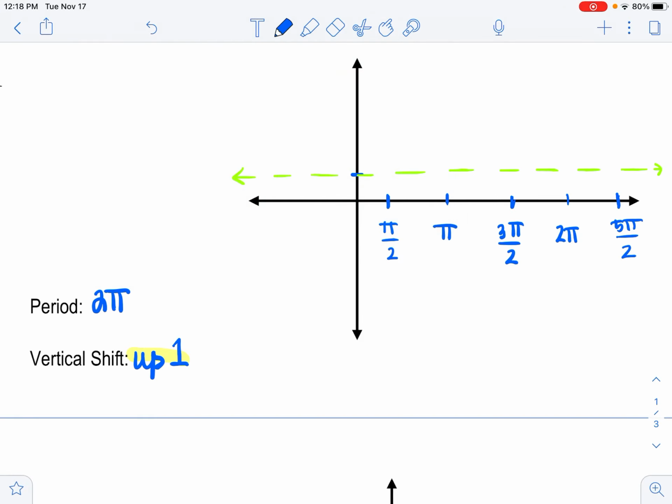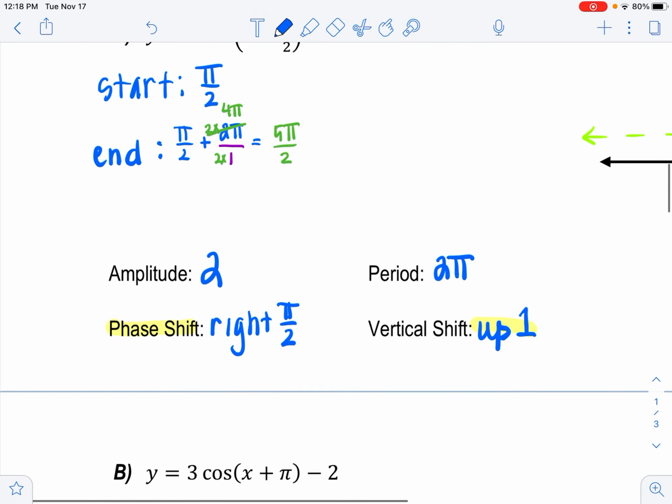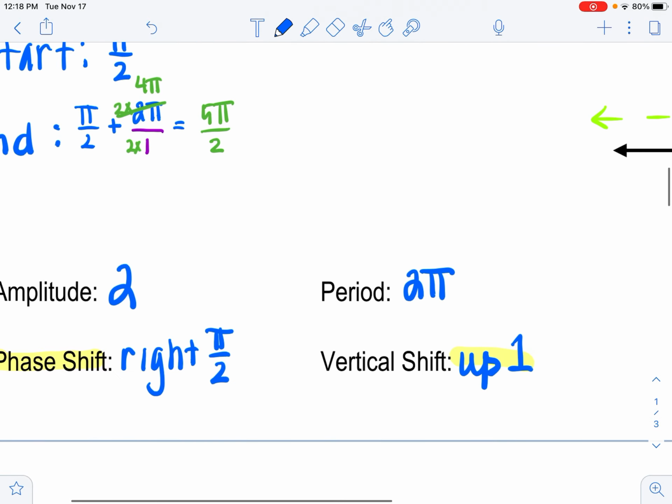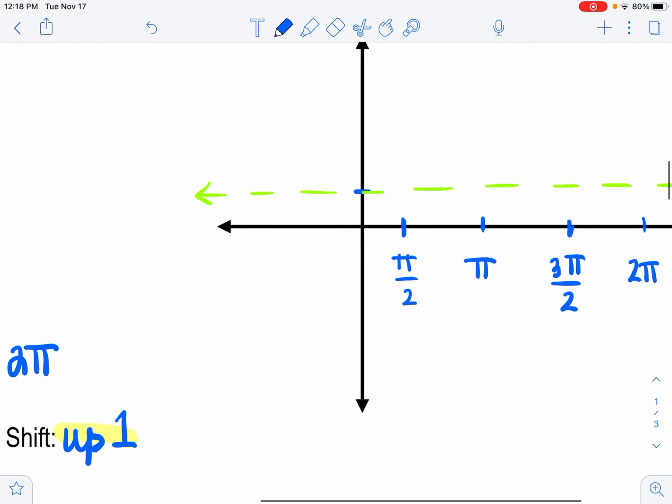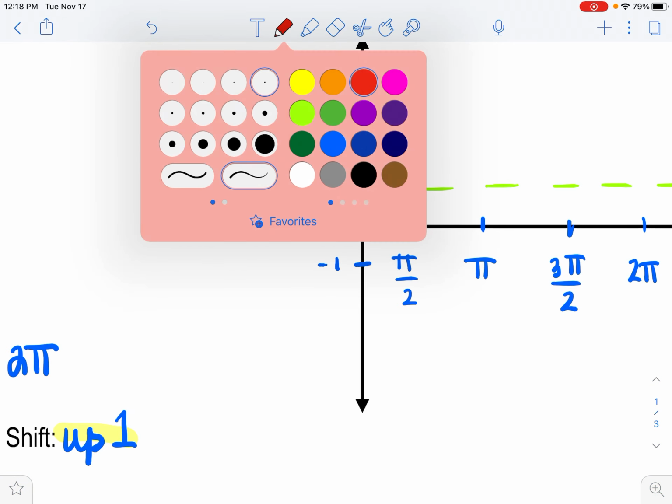Okay, next I'm going to look at my amplitude to see how high my graph goes above that midline. So my amplitude is 2. So my graph goes up 1, 2 above and down 1, 2 below. So now I'm going to label the lowest my graph goes, which is -1, and the highest my graph goes, which is 1, 2, 3. I don't have to label this 2, this 1, or this 0, just the lowest and the highest.